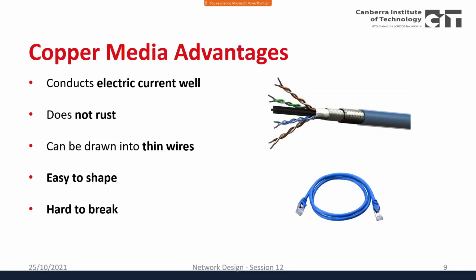All right. Now, one of the biggest advantages of the copper media compared to fiber optics is that copper media is extremely easy to shape. You can bend it, okay, you can twist it, and it's extremely hard to break. So if you take an Ethernet cable and you actually try to break it, it's going to take a huge effort from you. And one of the advantages of this is it's much easier to lay these cables pretty much everywhere.